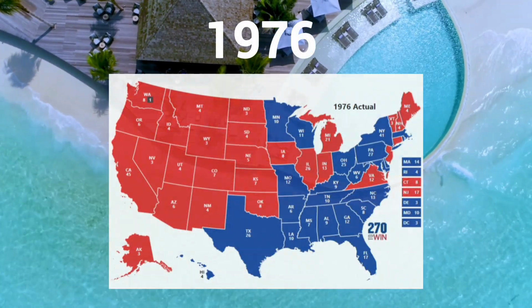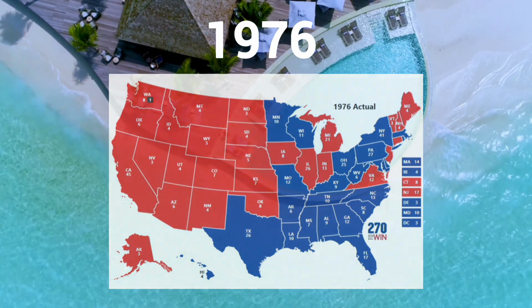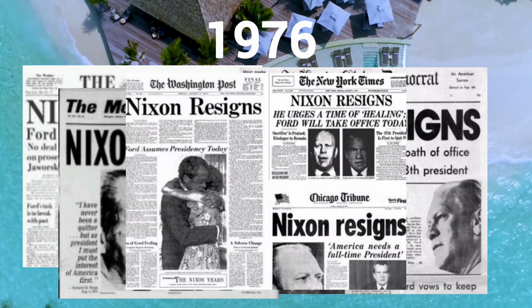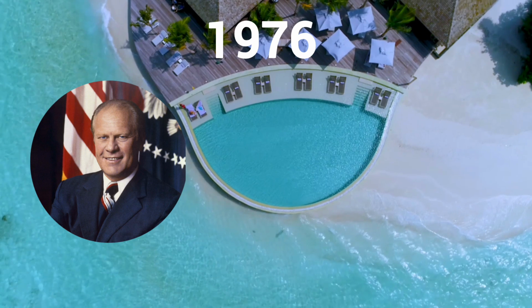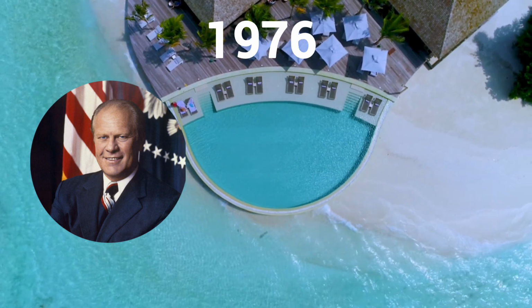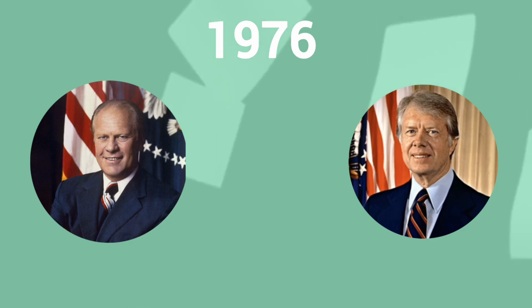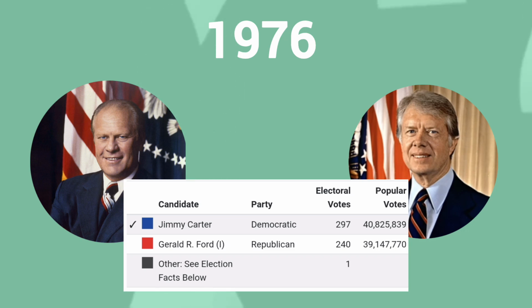The United States presidential election of 1976 followed the resignation of President Richard Nixon in the wake of the Watergate scandal. It pitted incumbent President Gerald Ford, the Republican candidate, against the relatively unknown former governor of Georgia, Jimmy Carter, the Democratic candidate. Ford was saddled with a slow economy and paid a political price for his pardon of Nixon. The result was 297 to 240, and Jimmy won.